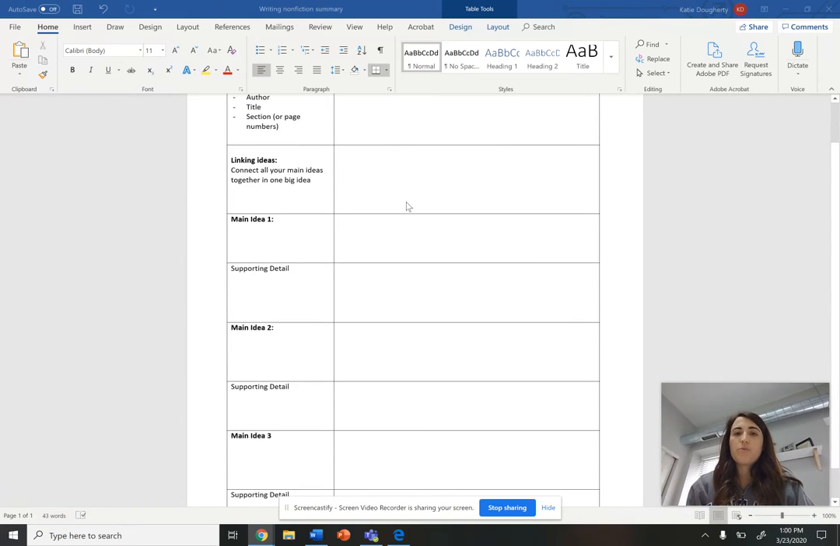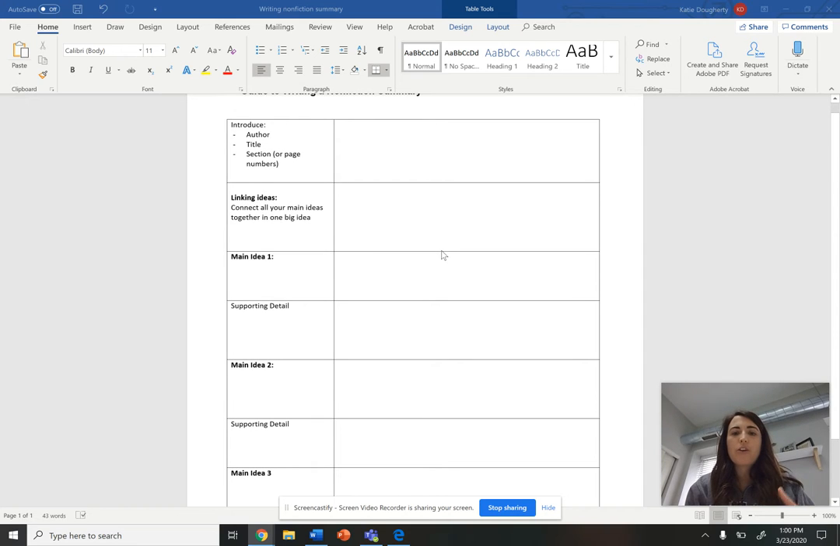So what we do here is we're going to use this piece of paper to write our overall summary for nonfiction articles. So the first thing we want to do, we're going to write one sentence here that includes the author, the title, and the section or the page numbers of what we read. But for now, it's going to be sections because this is so nicely divided into those 6 sections for those 6 truths about slavery. This right here, linking ideas, this is the final summary that we are going to write using all of our work here.